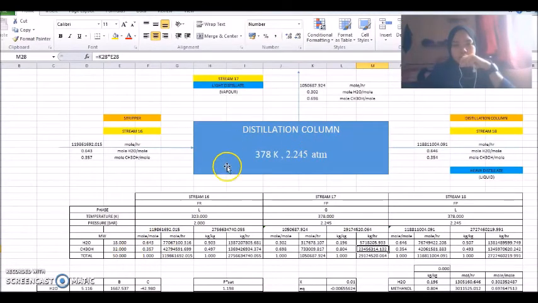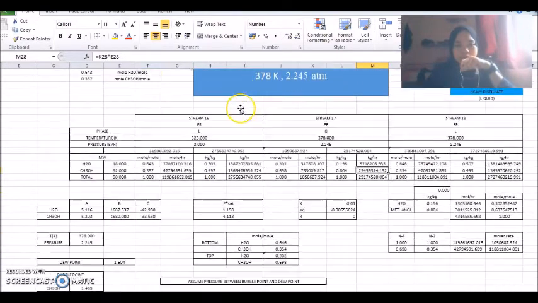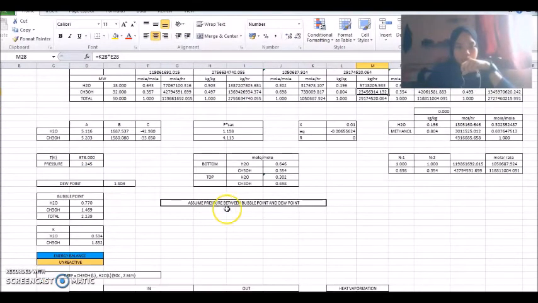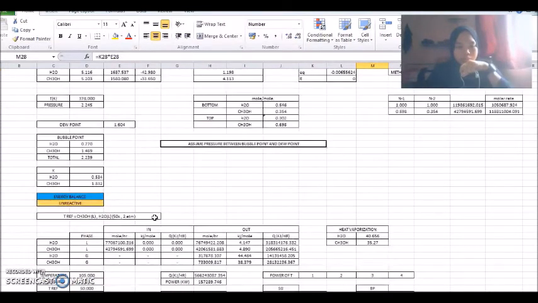Okay, hi. This is our distillation column. The distillation column is to get the light distillate and heavy distillate. Our product is in the vapor phase, which is the light distillate. The temperature that we set up is around 378 Kelvin and 2.245 atm, which is to get the purity of 80% methanol and 20% water. So we assume the pressure is between bubble point and dew point to get those purities.